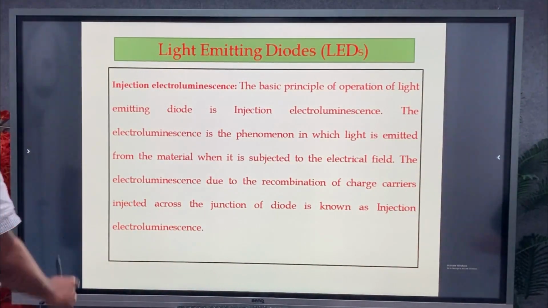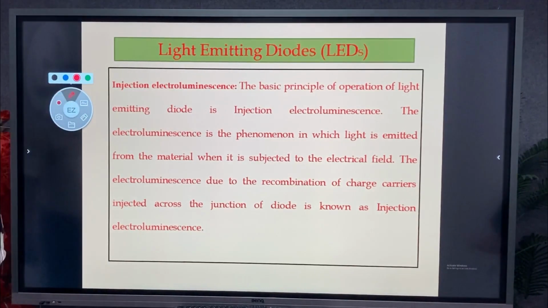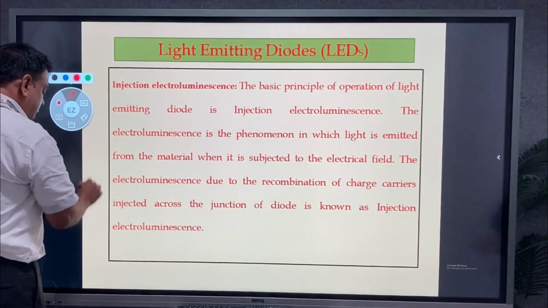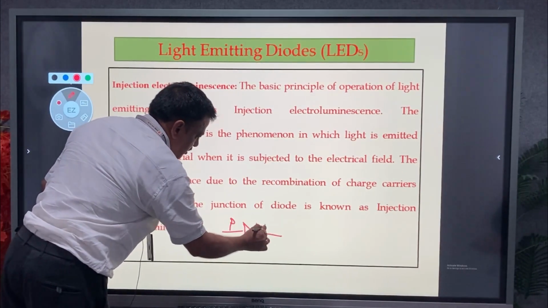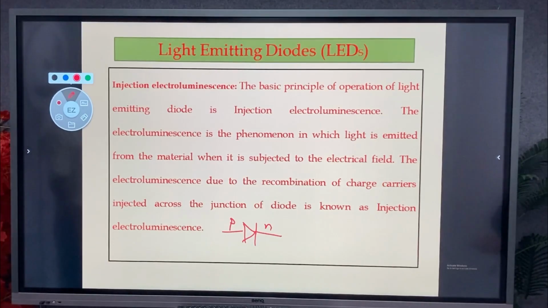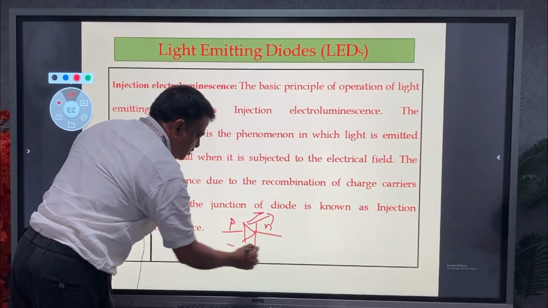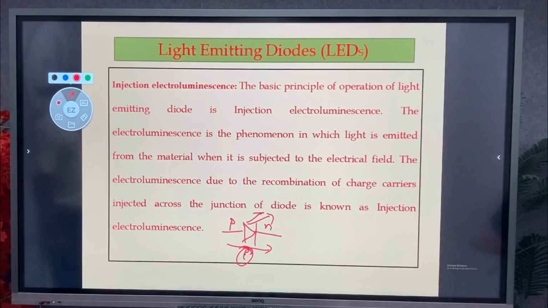Next, light emitting diodes. One of the important topics is the light emitting diode. A light emitting diode is a simple PN junction diode. This is the P region and this is the N region. This is the simple PN junction diode. When current is passing through the diode, the majority carriers recombine with the minority carriers, and it emits photons.